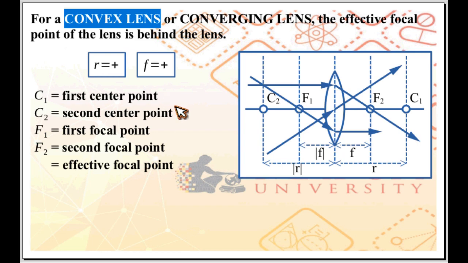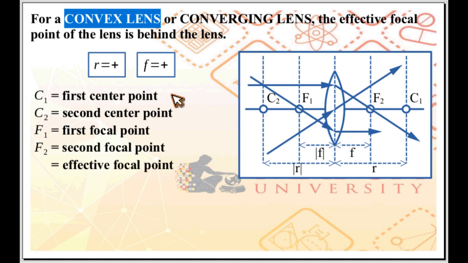C1, first center point, C2, second center point, F1, first focal point, F2, second focal point. And for a converging lens, the locations of the focal points are as follows. F2 is the effective focal point. And since F is positive, which means the effective focal point is behind the lens, F2 is behind the lens. And F1 is on the other side of the lens. F1 is in front of the lens. F1 is the same distance from the lens as F2.